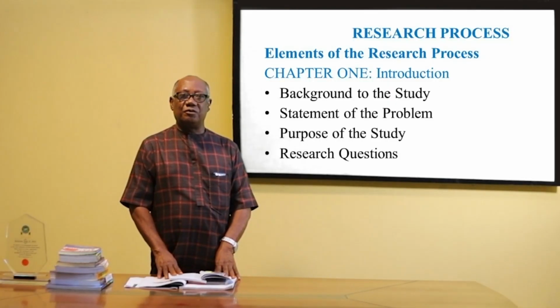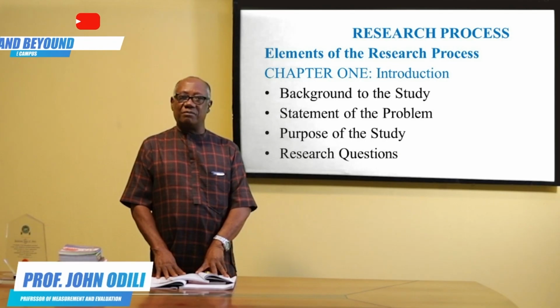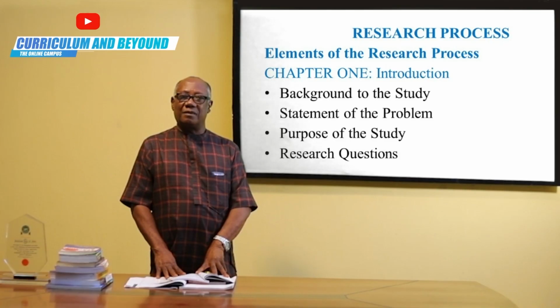We are going to continue on research methods, and that is chapter 1. We will continue with the elements of chapter 1. Let's take a little recap. I told you that chapter 1 is made up of the following elements: background to the study, statement of problem, purpose of study, scope of studies.